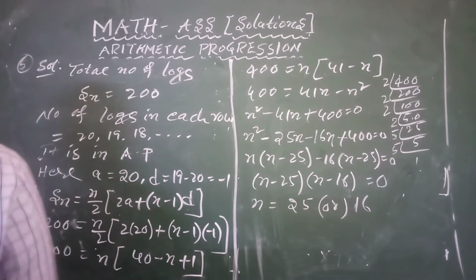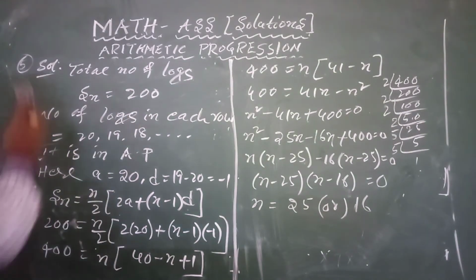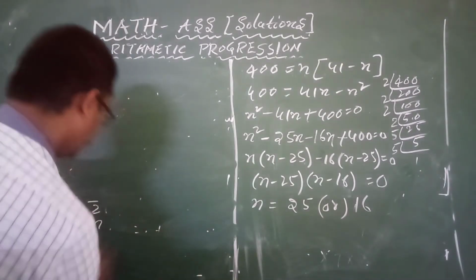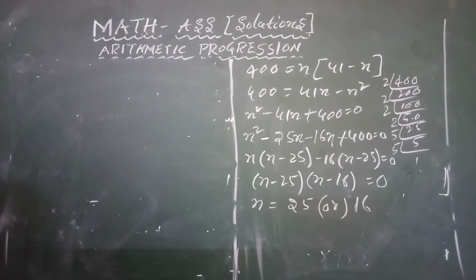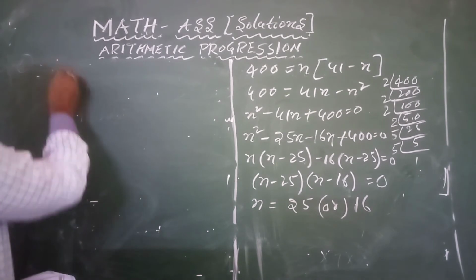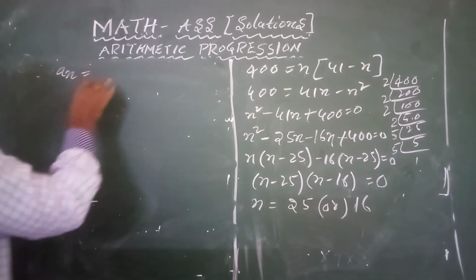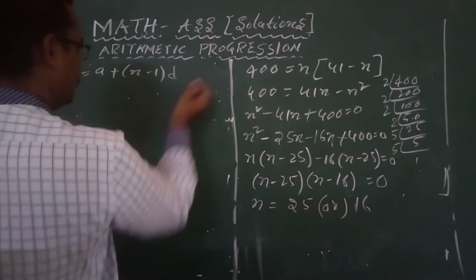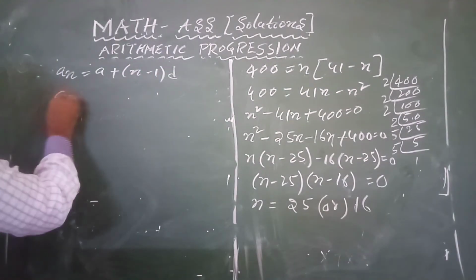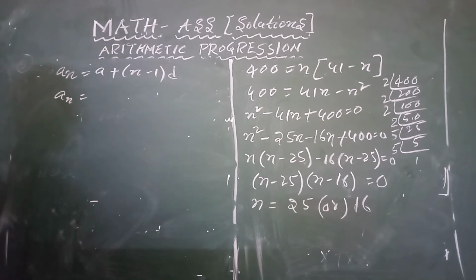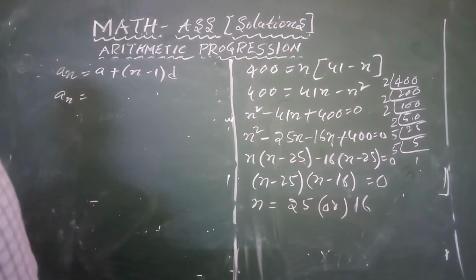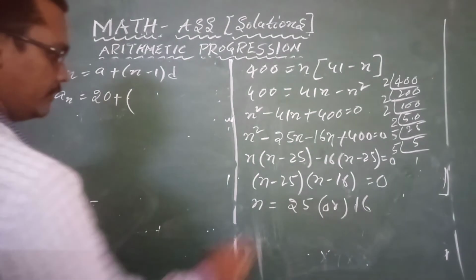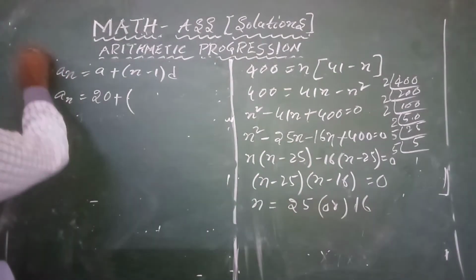So you can find out the an. Problem not over, still there. Now you can find out an. What is the formula of an? a plus n minus 1 of d. So an is equal to a plus n minus 1 of d. What is the value of a? a is 20, plus n minus 1.